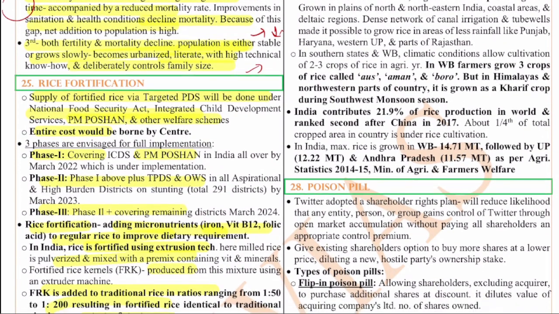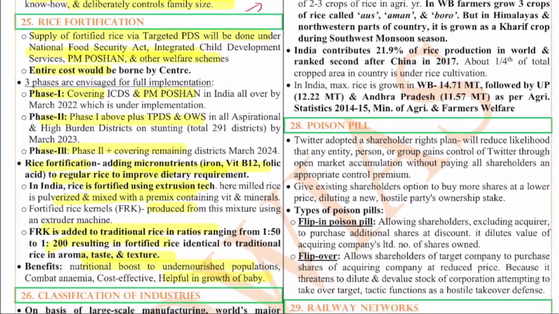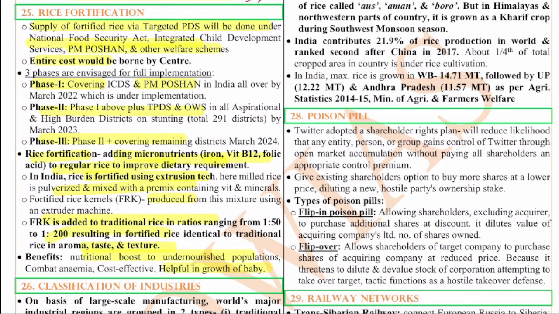Next, 25th question is on the rice fortification. The supply of fortified rice via targeted PDS will be done under the National Food Security Act, the Integrated Child Development Services, the PM Poshan and other welfare schemes. Now what is this rice fortification? Fortification in simple words is nothing but the addition of micronutrients to the rice, because general rice does not contain all the nutrients that are required for humans. The various nutrients like iron, vitamin B12, folic acid will be added.